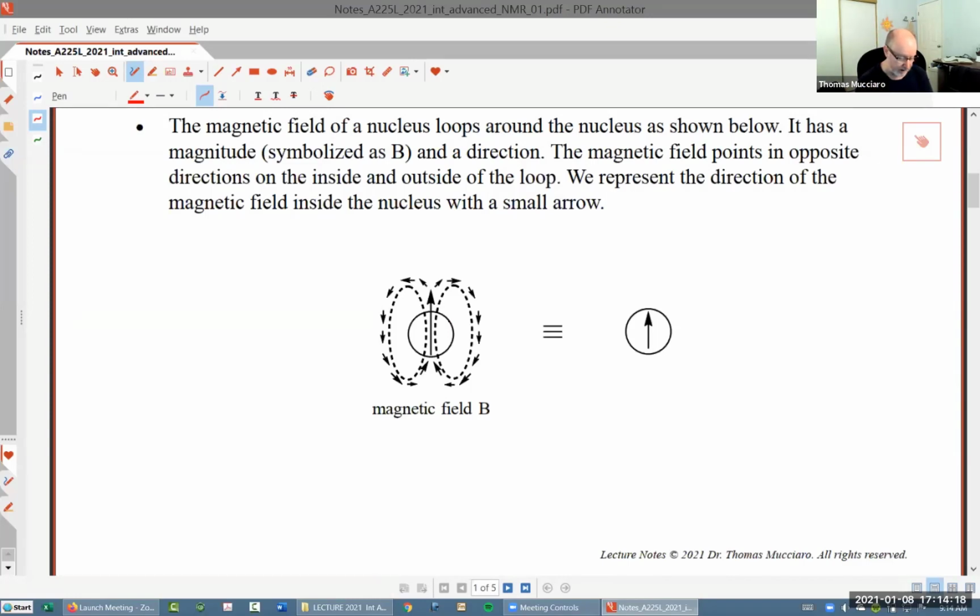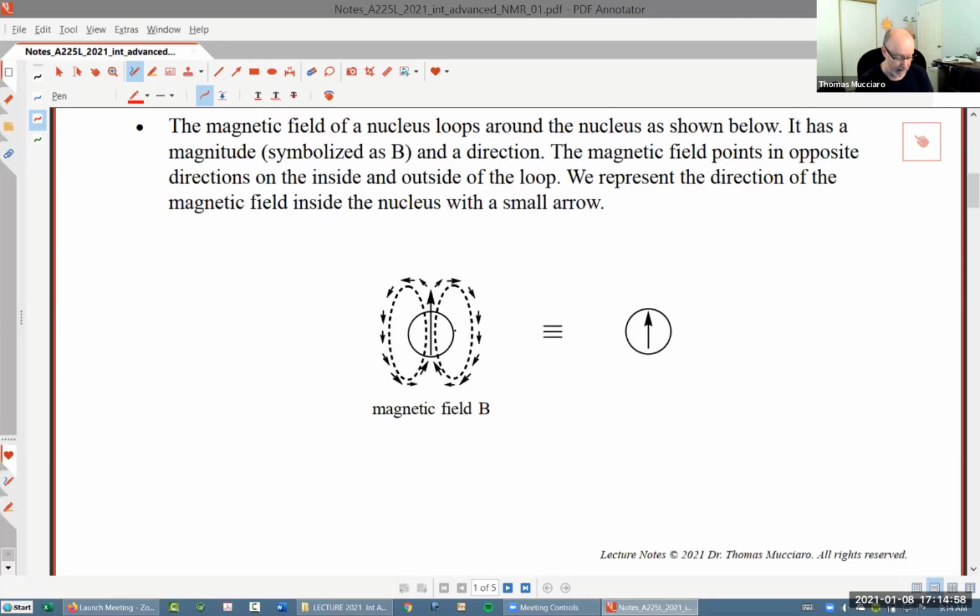And so what we see here is that this magnetic field, the magnetic field inside the center of the nucleus and the magnetic field on the outer side of the nucleus, are going in opposite directions. So when we look at a magnetic field loop from now on, the inside of the loop will go in one direction, and the outside of the loop will go in a different direction. And we're going to see that's important when we look at the magnetic field that occurs around pi orbitals, pi bonds.